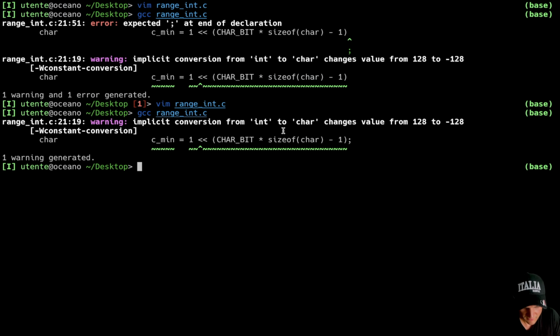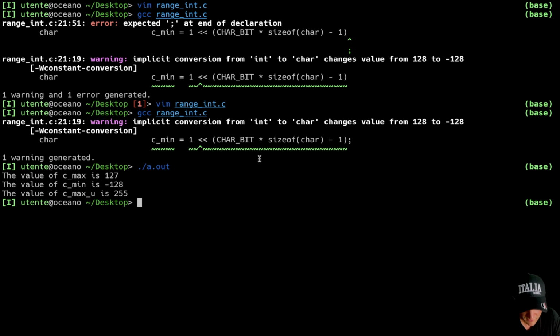Compile. Here it's telling me implicit conversion from int to char. That's no problem because I know what I'm doing. And as you can see, it works, right?